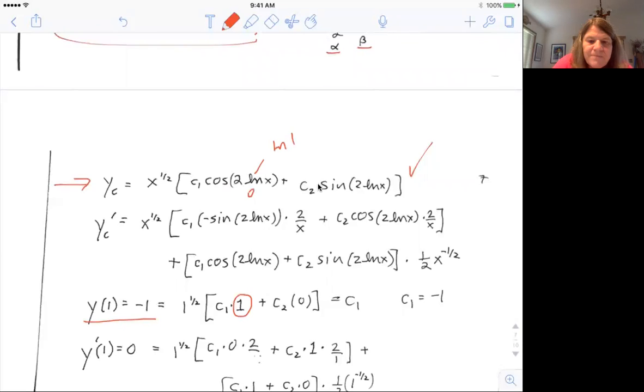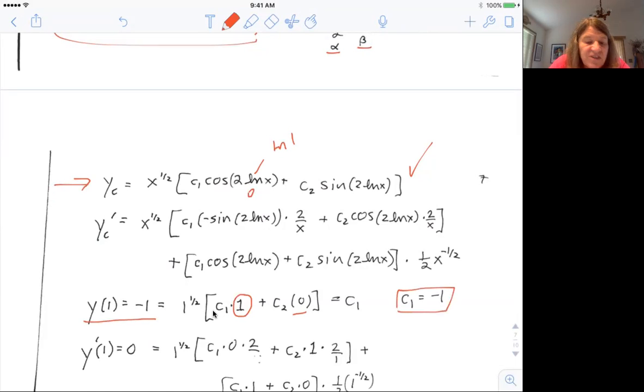Plus the C2 sine 2 log x. Again, the log of 1, when you plug in your initial condition, is 0. Sine of 0 is 0, and that's where I get that 0 right there. So right away, by knowing y of 1 is minus 1, we get minus 1 is my C1, because that thing drops out. I've got 1 times C1, and the condition said it had to equal minus 1.